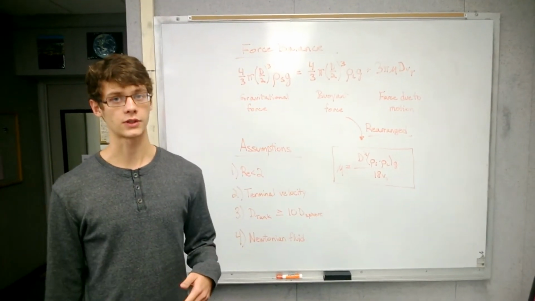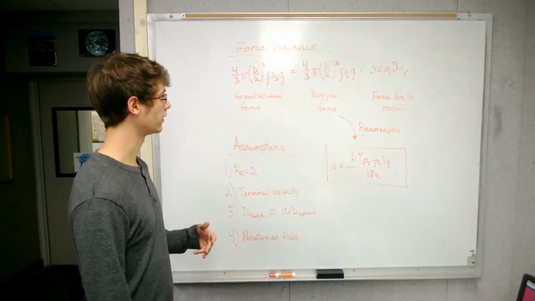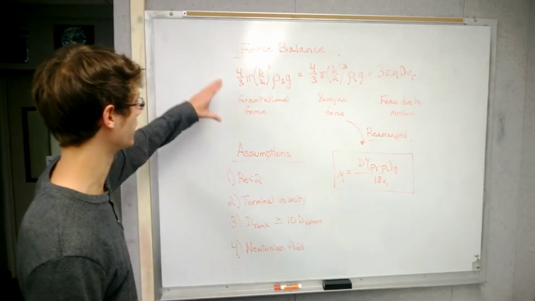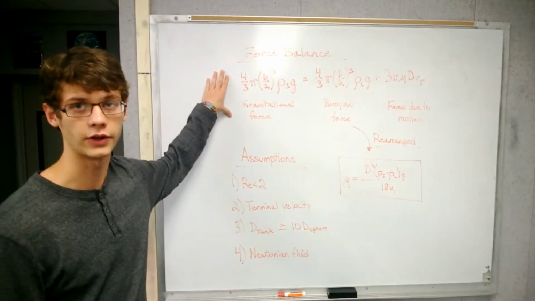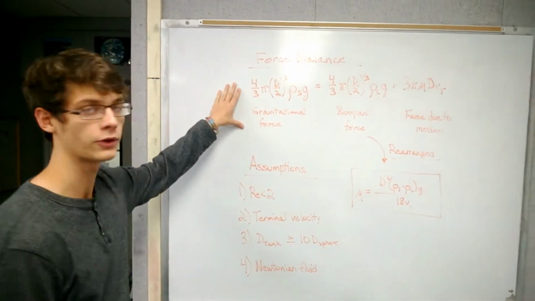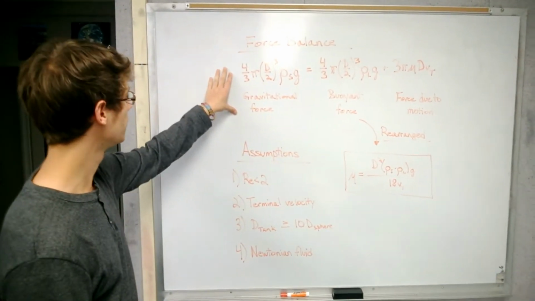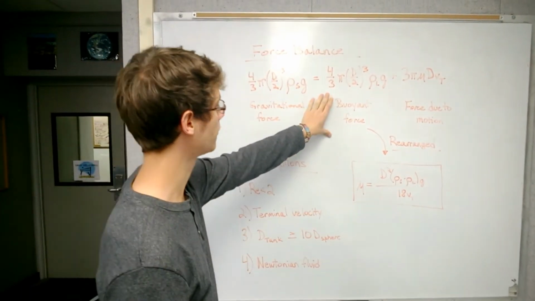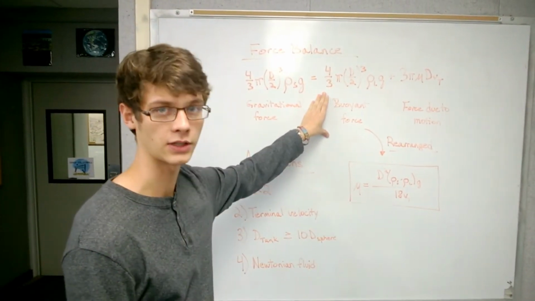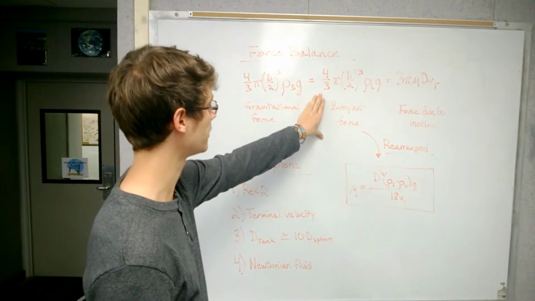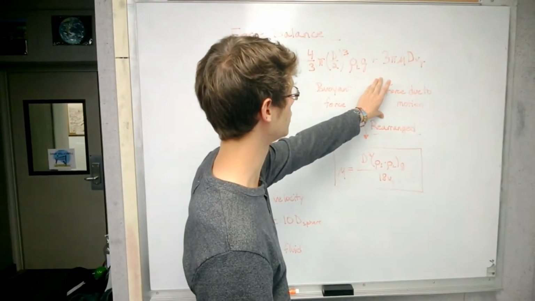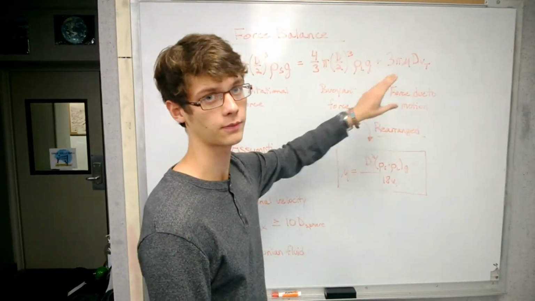For the falling sphere viscometer, though, we actually have to calculate the viscosity of the fluid. And we do so by applying a force balance on the falling sphere, where we have the gravitational forces acting on the sphere as it falls, equaling the buoyant force that's opposing its motion, caused by the fluid displaced by the sphere, and the forces due to the motion of the fluid as the sphere falls.